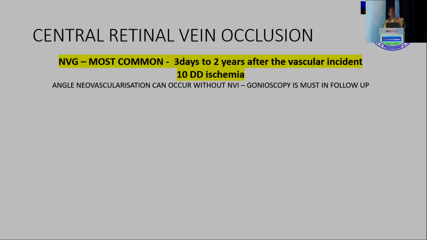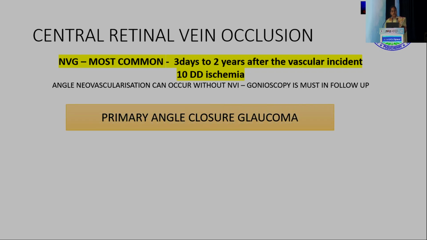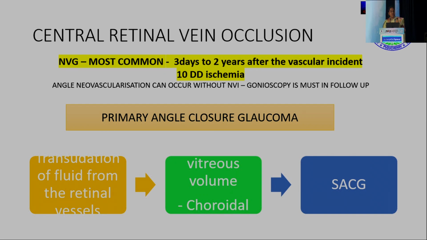In central retinal vein occlusion, NVG is most common, especially 3 to 2. It can be from 3 days to 2 years after the vascular incident, and it occurs after 10 disc diameters of ischemia. Angle neovascularization can occur without NVI, so it is very important to do gonioscopy in follow-up, and sometimes it is associated with primary angle closure glaucoma, and because of the retinal edema and the increase in the vitreous volume, the angle can get closed, resulting in secondary angle closure glaucoma.